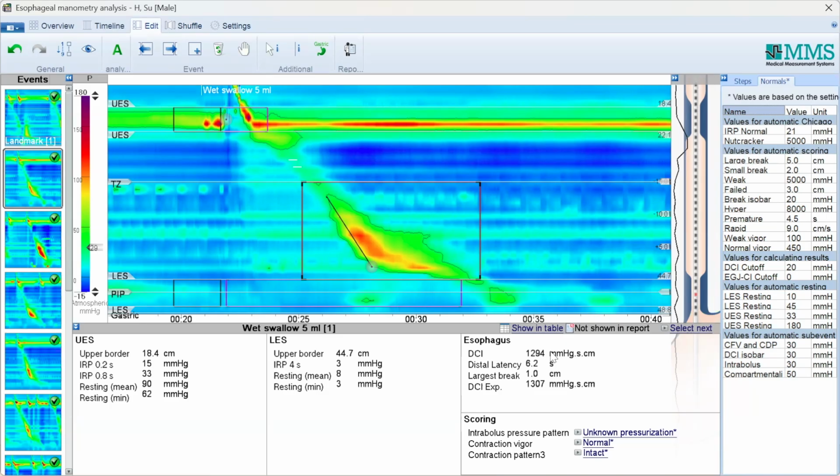So in case the patient has a value below 450 and we have a normal LES, the IRP is normal, that means the patient has ineffective motility disorder. In case the patient has a very high DCI, like 8,000, maybe we have spasm, nutcracker, or jackhammer. It's too much. So this is the DCI.